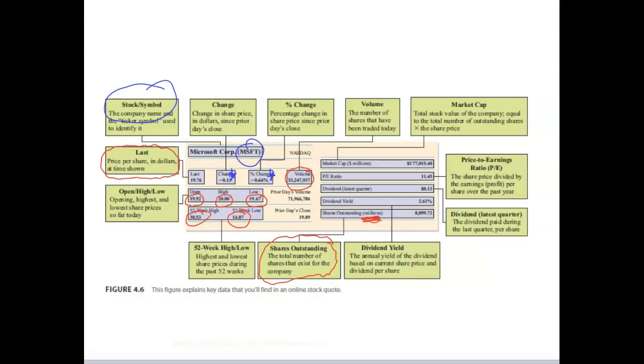Dividend yield. So the annual yield of the dividend based on the current share price and dividend per share. So this is like the percent you would get per share in dividends. So you're going to get 2.61% of whatever your share is worth at the end of the year when they pay out dividends. And so the dividend paid in the latest quarter, this is in dollars. So you got paid 13 cents per share, basically.